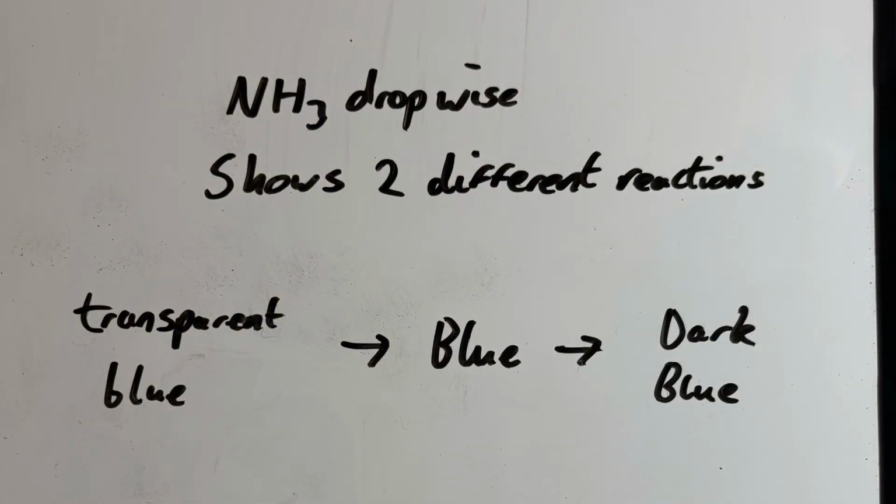This is actually the test for copper, and when you do it, which we'll discuss later, you add the ammonia dropwise and it will show 2 different reactions. So it goes from transparent blue to like a deep sea blue, and then to a dark blue.